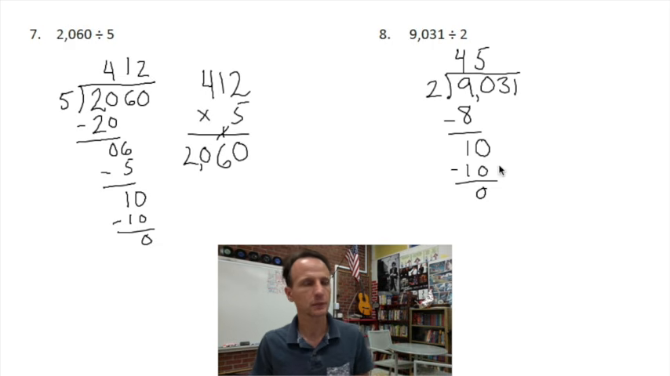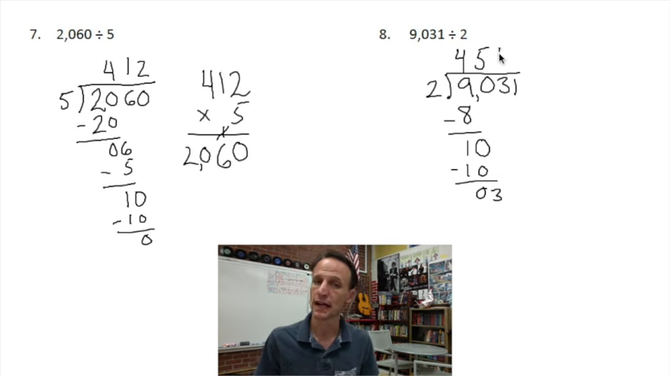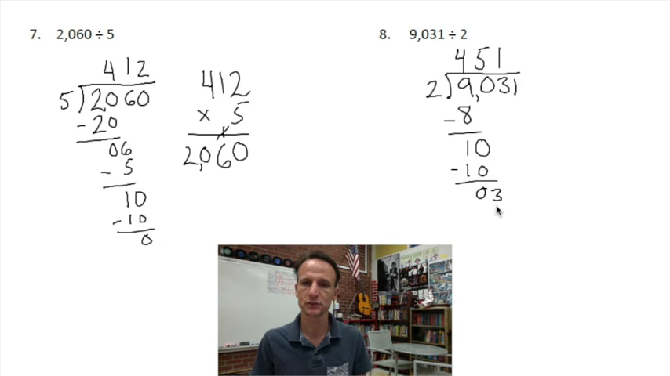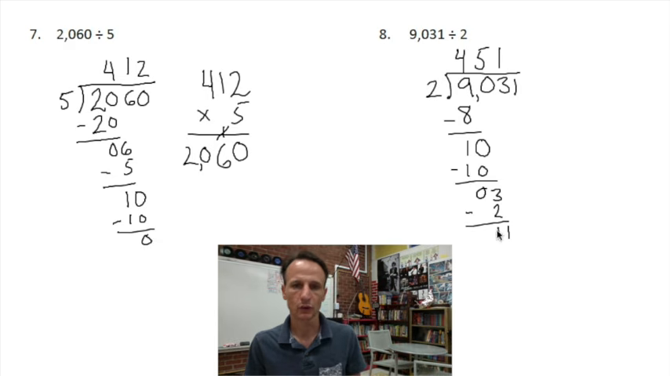So now we go to the next place, the tens place. We have 3 tens. How many 2's in 3? You got it. There's 1 because 1 times 2 is 2. Subtracting, we're left with 1 ten. And lastly, let's divide the ones place. We have 1 one. So now we're looking at 11 ones. So how many 2's in 11?